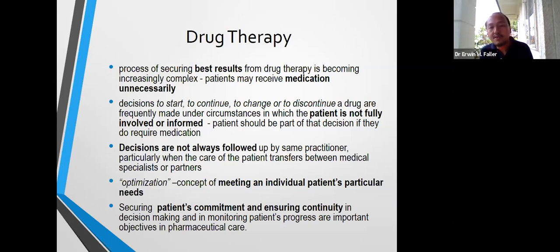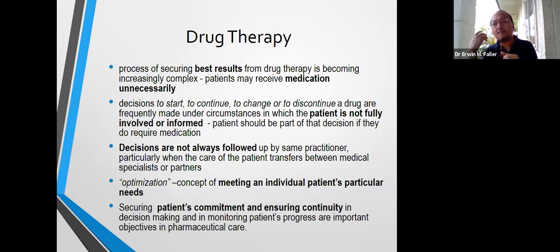At the same time, in drug therapy, optimization is the concept of meeting an individual's particular needs. So I think that is the main outcome we need in terms of drug treatment or drug therapy: to be able to address the needs of our client and empower them in terms of their medication.